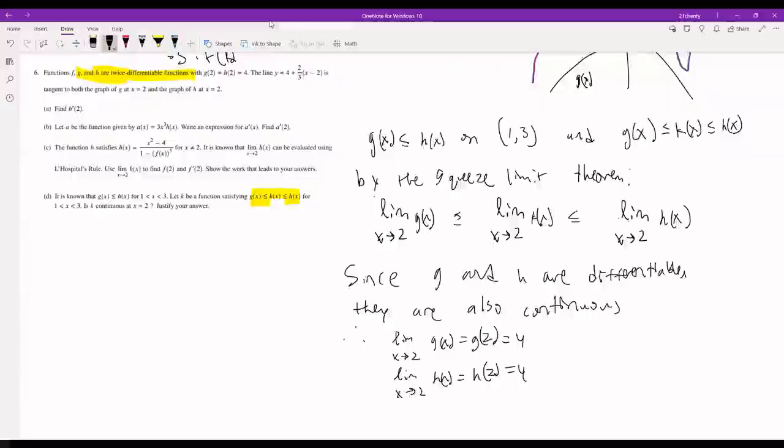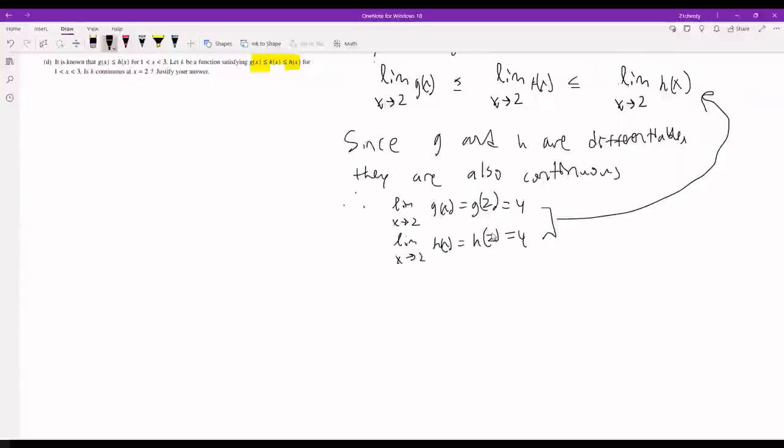Now going back here, we can apply this to here and see that the limit as x approaches 2 of g of x is 4, is less than the limit as x approaches 2 of k of x is less than the limit as x approaches 2 of h of x, which we also saw was 4. Therefore, the limit as x approaches 2 of k of x equals 4. So that's one part of proving it's continuous.